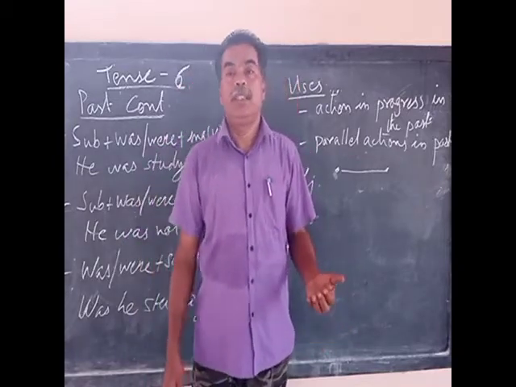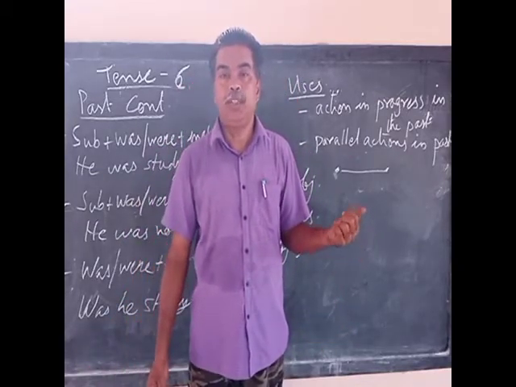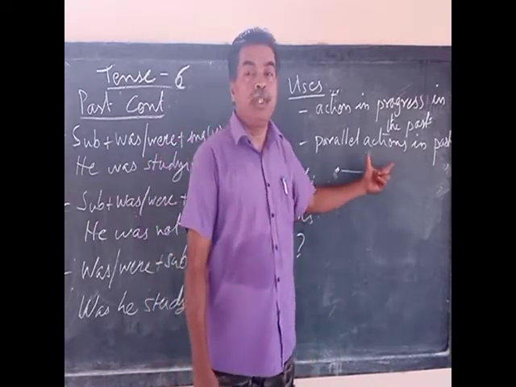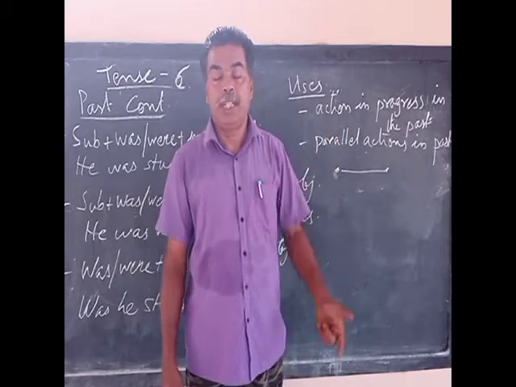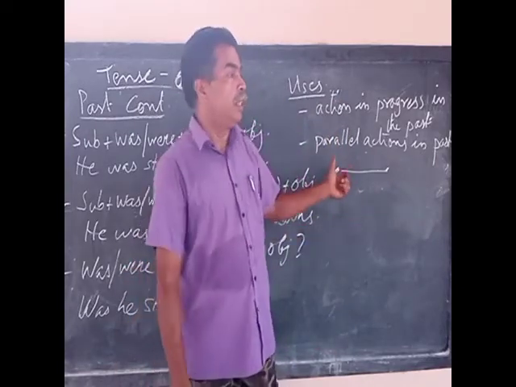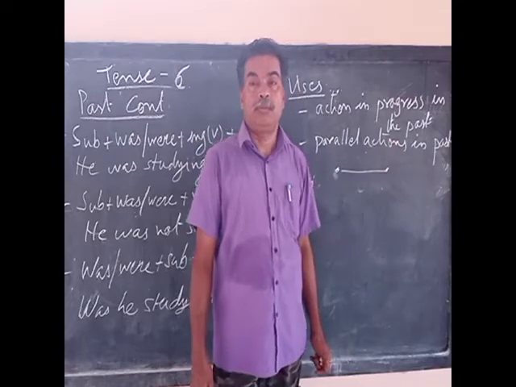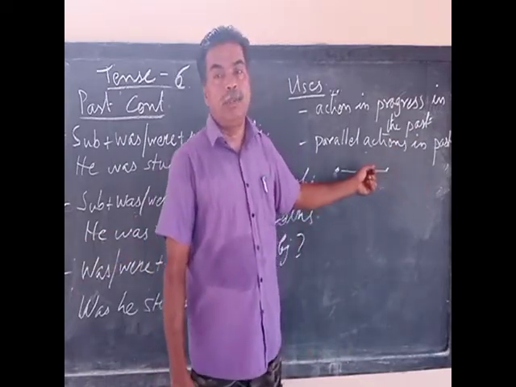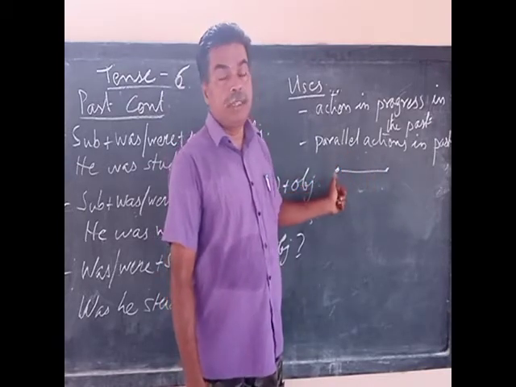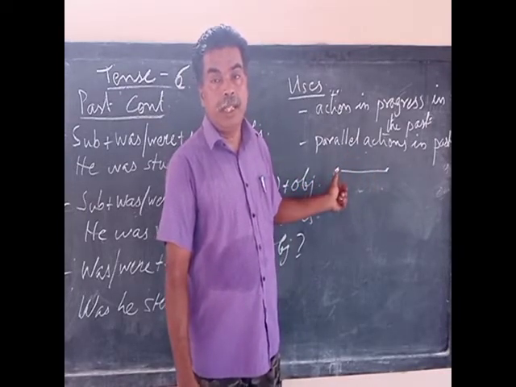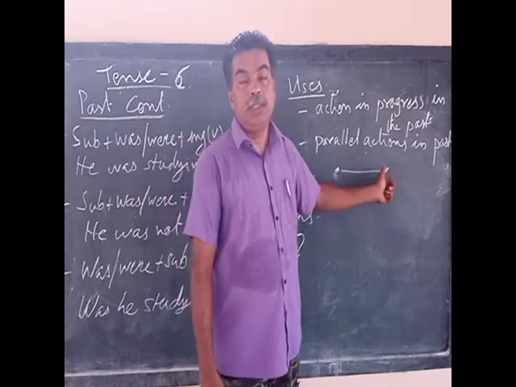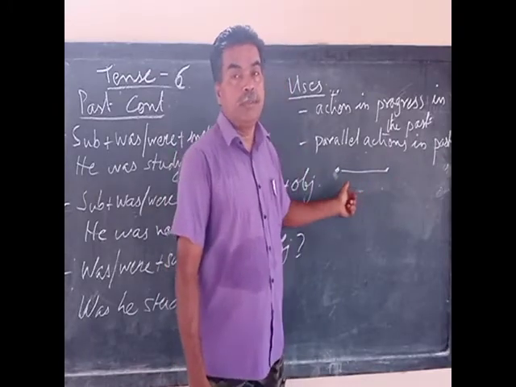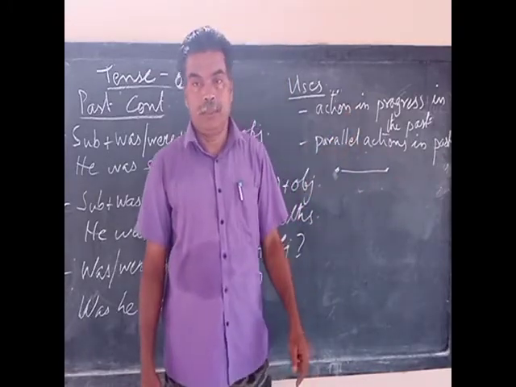Or in 1982, I was studying in standard 10. Now 82 is one long year, or 81, 82 if you take it as an academic year. It's a long stretch of period. So during that time, I was studying. That means I would have started my studies in 81 June and continued up to 82 March. So for the continuity of that action, we use past continuous tense.